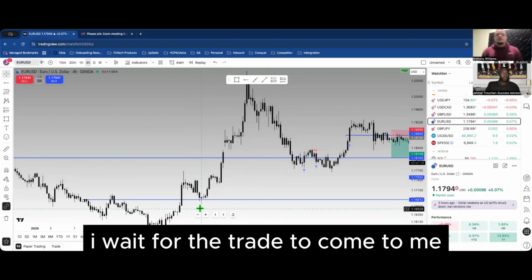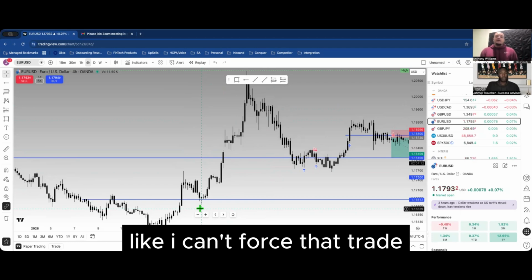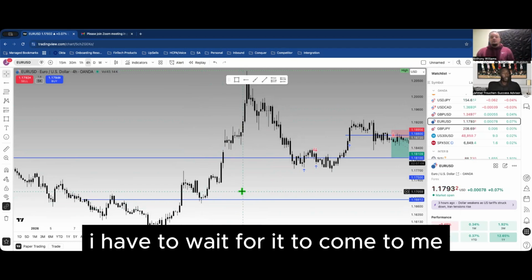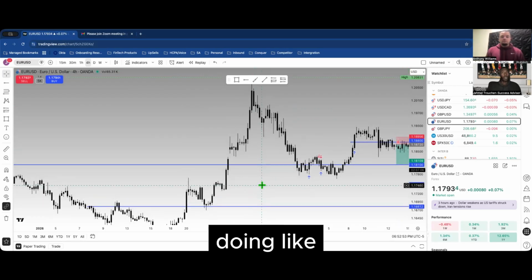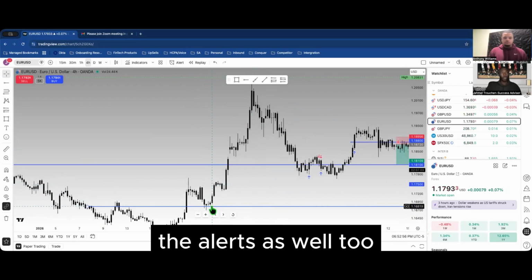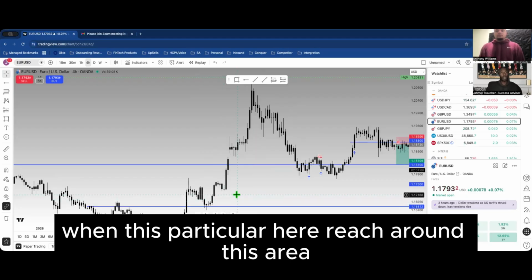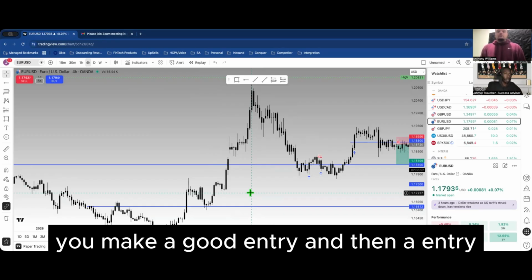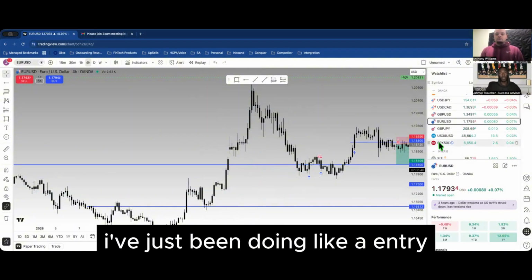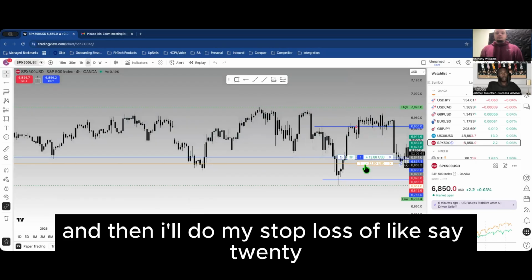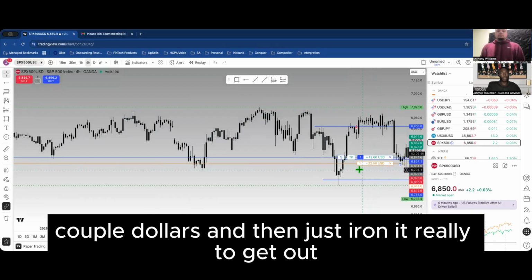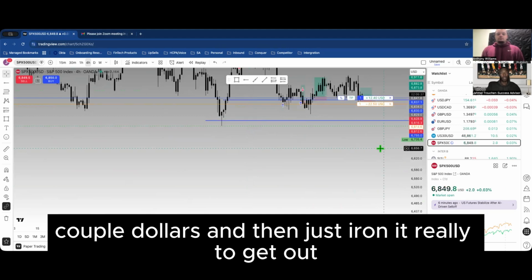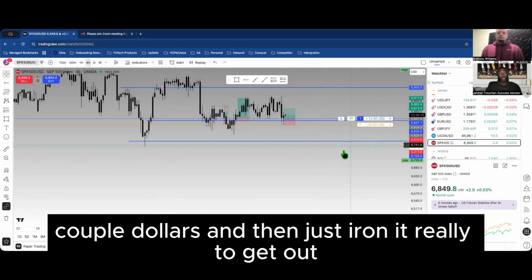That's why when I say I wait for the trade to come to me, it's that type of situation. I can't force that trade. I have to wait for it to come to me. That's why I'm thinking of doing alerts as well, for when this particular pair reaches around this area. That's when you start looking at the screen to make sure you make a good entry. So what I've been doing is just doing an entry and then I'll do my stop loss of, say, 20 couple dollars and then just eyeing it really to get out.